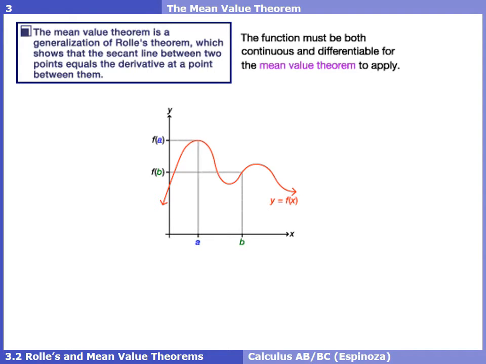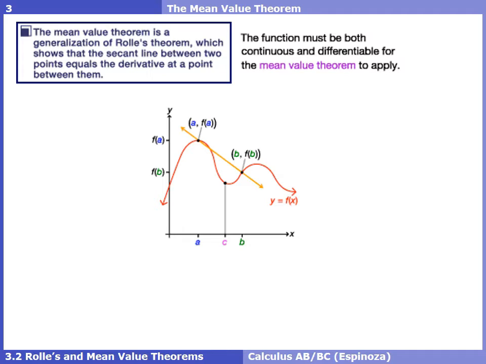So let's talk about the secant line first. We need 2 points, and we're going to connect those 2 points with a line. That line is of course called a secant line. So we have point A, which has a y value of f of a, so the point is a, f of a, and we have point B, which has a y value of f of b, so the point is b, comma, f of b. So we have a secant line here. The mean value theorem says somewhere between those 2 points we have a derivative that's equal to the secant line, or in other words, the slopes are equal to each other.